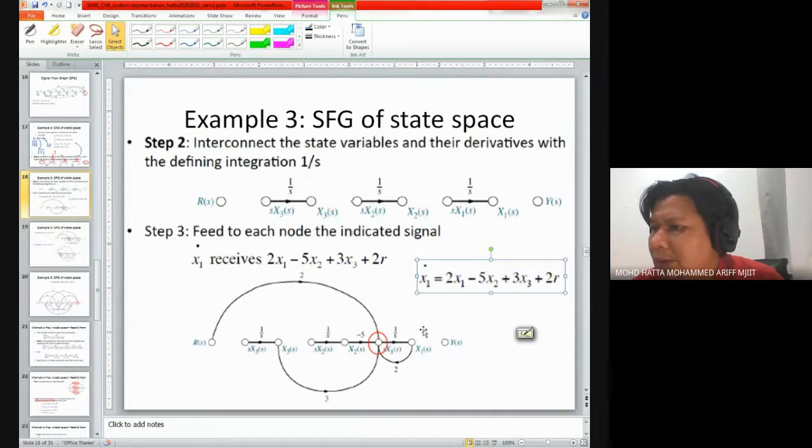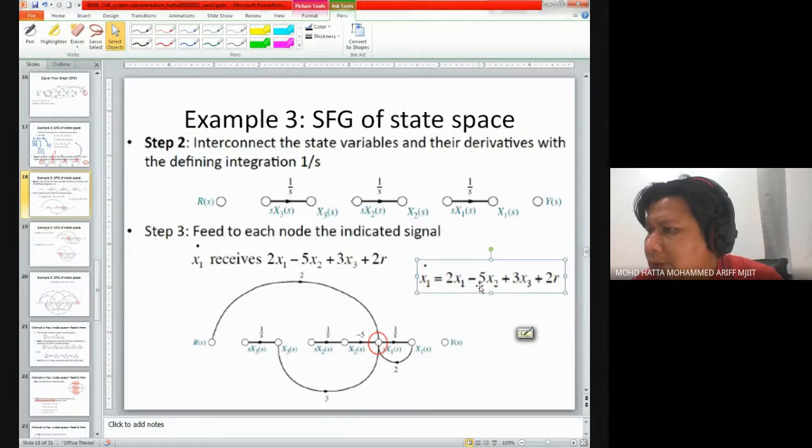So from here, we know x1 dot, where is our x1 dot? x1 dot is over here, and it will receive 2x1. So you draw a line, circle over here, and label it as 2. No need to put a positive sign, because without any sign it's considered positive. And make sure the arrow is going into x1 dot.